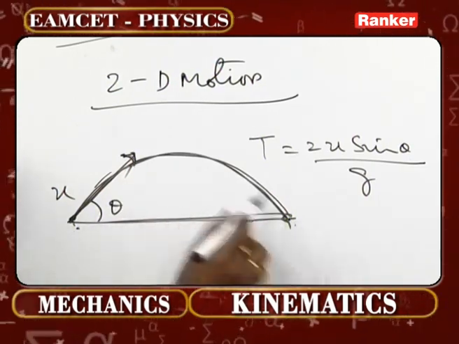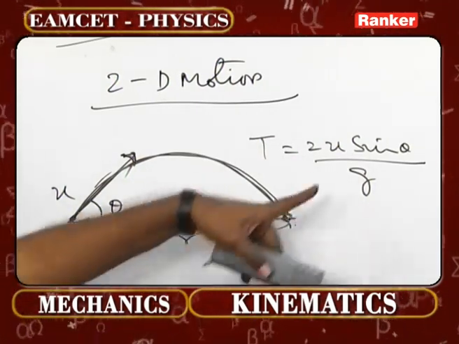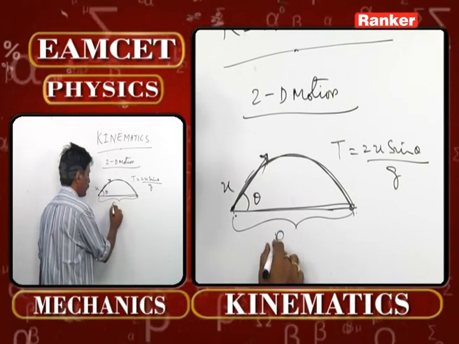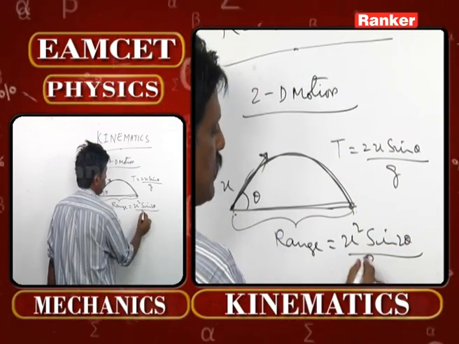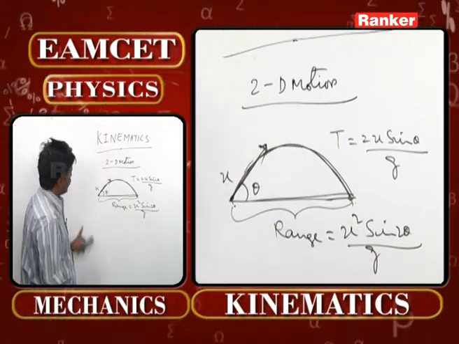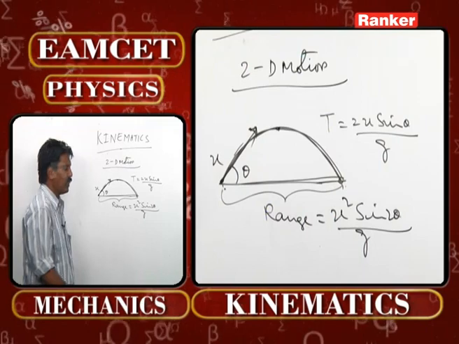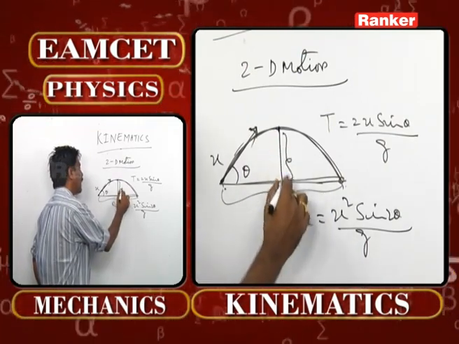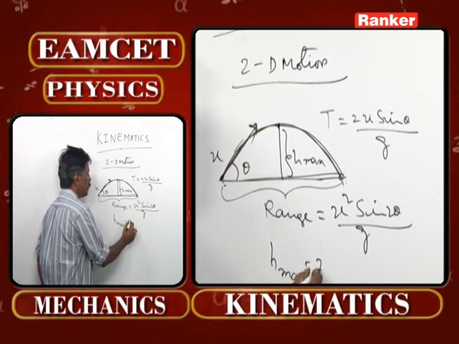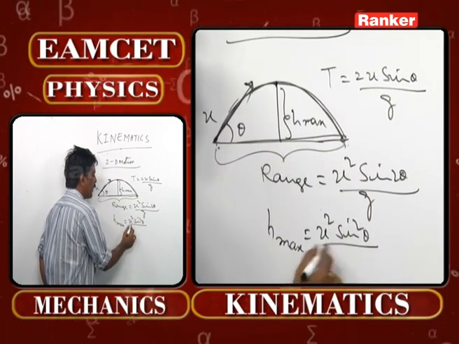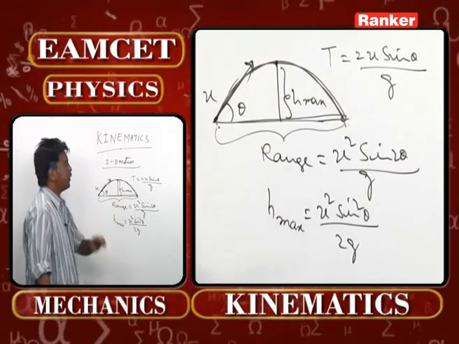from here to here, and the distance travelled in the horizontal direction during the time of flight is called range, which is equal to u square sin 2 theta by g. Now during its path, at some point it is at the highest point or at the maximum height. This maximum height is equal to u square sin square theta by 2g. This is the maximum height of the projectile during its motion.